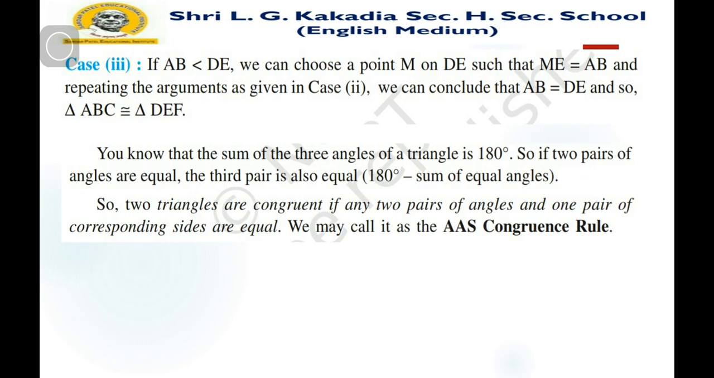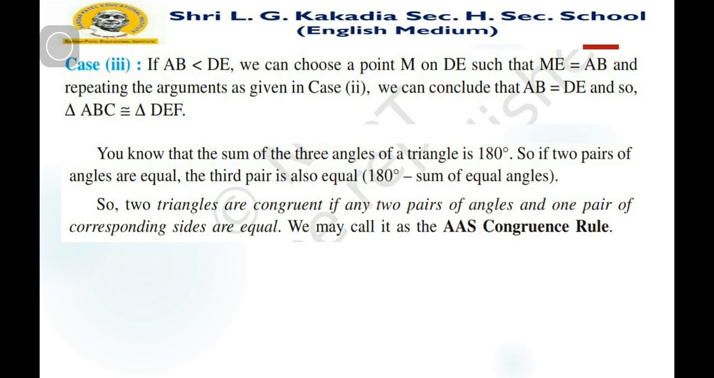You know that the sum of three angles of a triangle is 180 degrees. So if two pairs of angles are equal, then the third pair is also equal, because if we subtract these two angles from 180, the remaining angle is congruent to the other angle. So two triangles are congruent if any two pairs of angles and one pair of corresponding sides are equal. We may call it the AAS congruence rule.